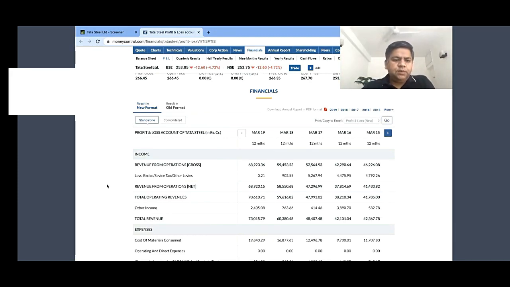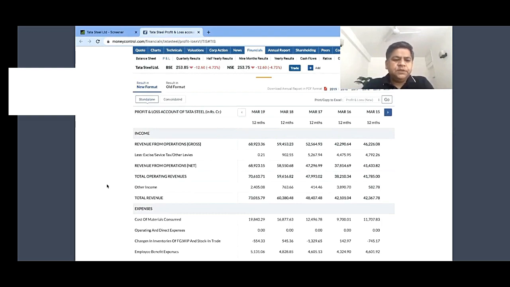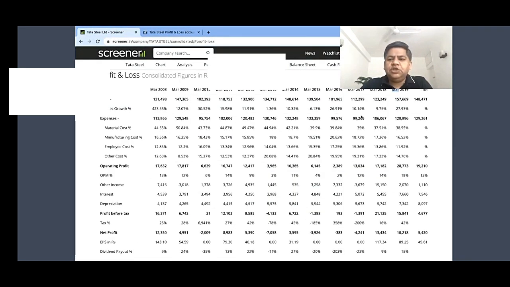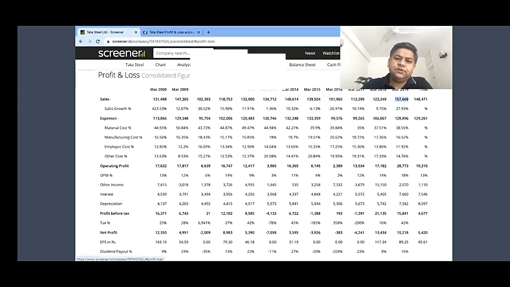So here, if you see, the format is a little different. They have included the other income here itself in the total income. They have very categorically written operating profit here, meaning from steel sales they have given you the total sales, which is 70,000 crore. Other income is 2400 crore, and this is March 19. Now we will see March 19 numbers here, and the sales is 1,57,000 crore.